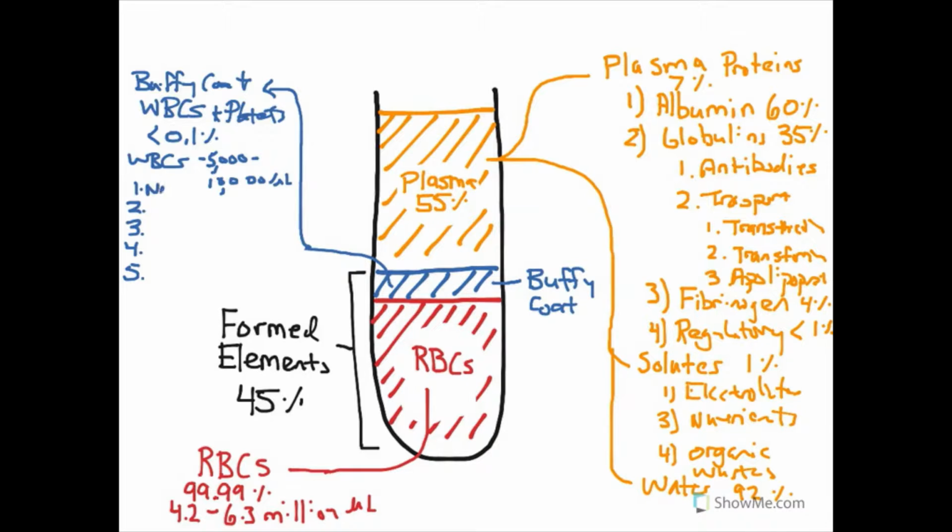We have what is called neutrophils, lymphocytes, monocytes, eosinophils, and basophils.